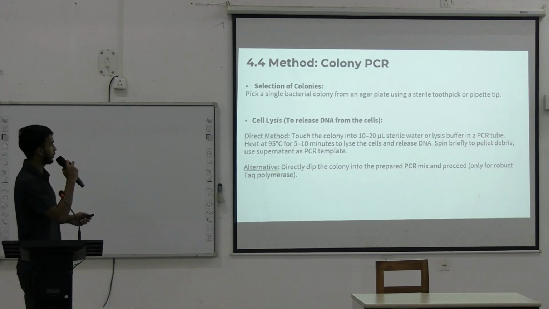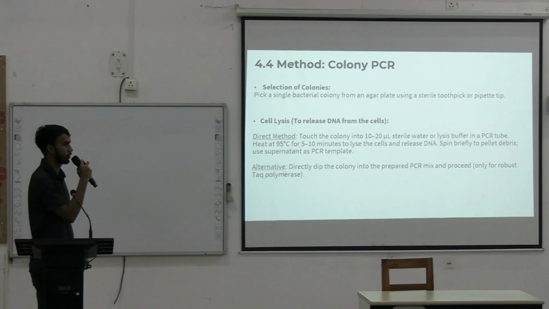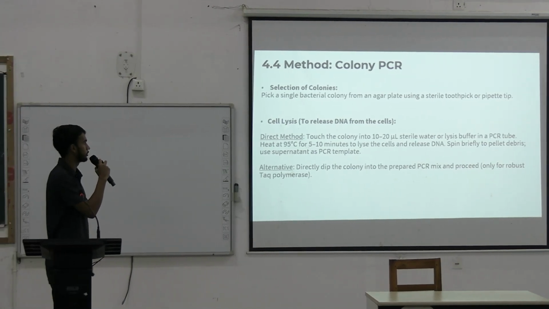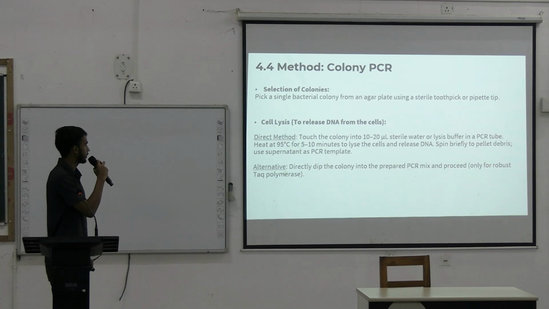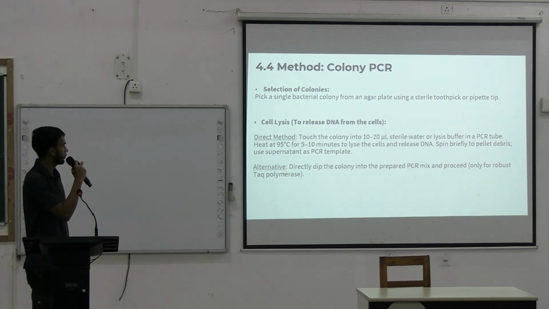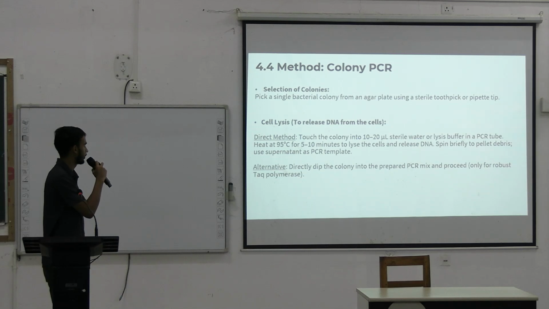Next step is the colony PCR. First step is selection of colonies, in which a single bacterial colony is picked from agar plate using a sterile toothpick or pipette tip. Next step is the cell lysis, which has two methods. First one is the direct method. Touch the colony into 10 to 20 microliter sterile water or lysis buffer in a PCR tube. Then heat at 95 degrees Celsius for 5 to 10 minutes to lyse the cells and release the DNA. Spin briefly to pellet debris. Use supernatant as PCR template.